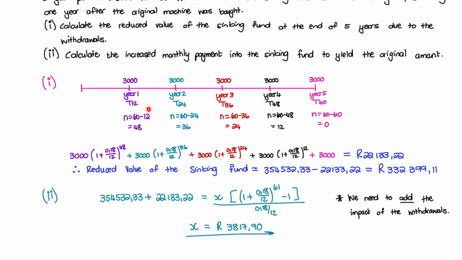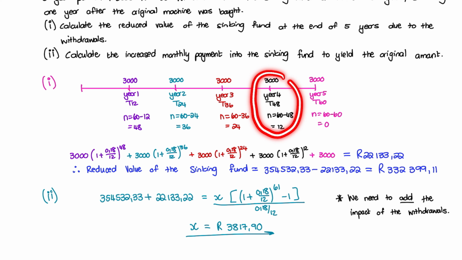And notice now the end that I'm working with is 60 and not 61. So 61 was the original total amount, but this 3,000 Rand would have been in the account for another 48 payments. So I add 48 payments or 48 months of interest. The second 3,000 Rand that we are withdrawing would have been in the account for another 36 payments. So the amount of interest that we could have earned is for 36 payments. The third one would have been in the account for another 24 payments or 2 years. So that's the amount of interest that we are losing.